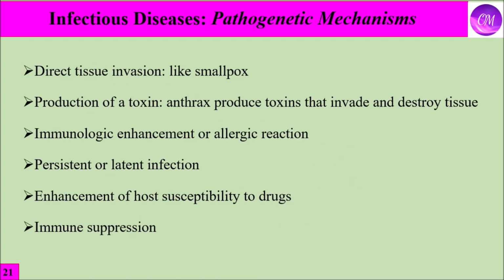The pathogenic mechanisms of infectious diseases include direct tissue invasion, such as smallpox, and the production of a toxin. Anthrax produces toxins that invade and destroy tissue. Other mechanisms are immunologic enhancements or allergic reactions, persistent or latent infections, enhancement of host susceptibility to drugs, and immune suppression.